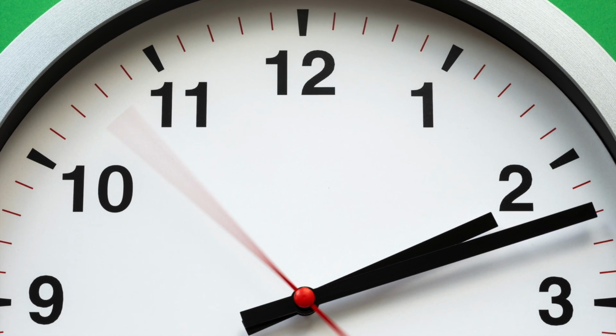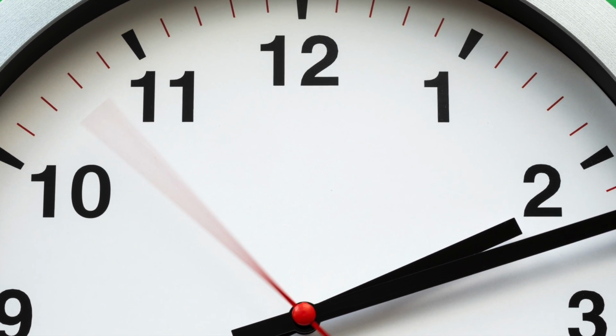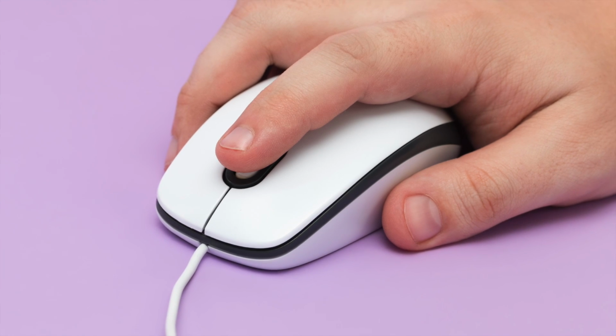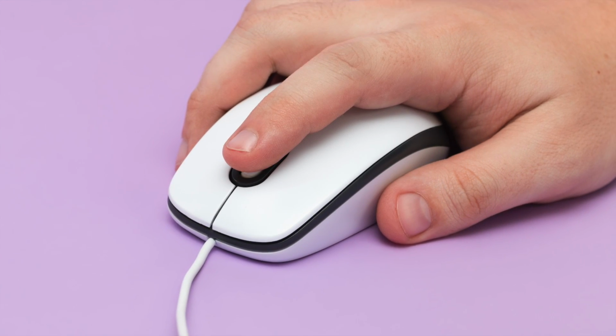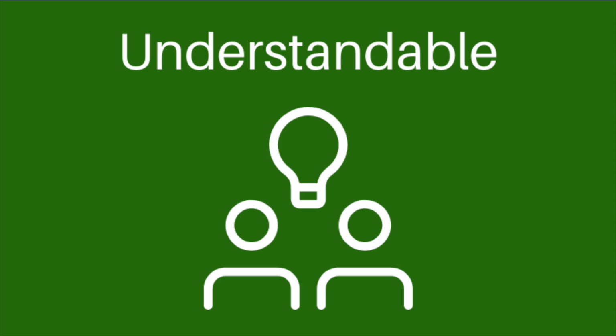For a site to be operable, the user interface components and navigation must be operable. It should be keyboard accessible, allow enough time for users to read and use content, be easily navigated, and should be created in a way that does not cause seizures.